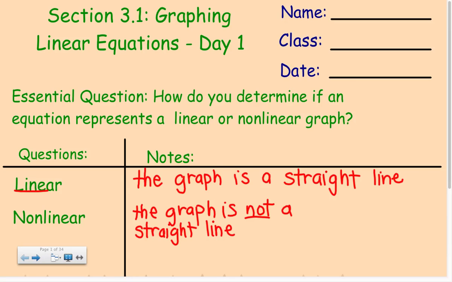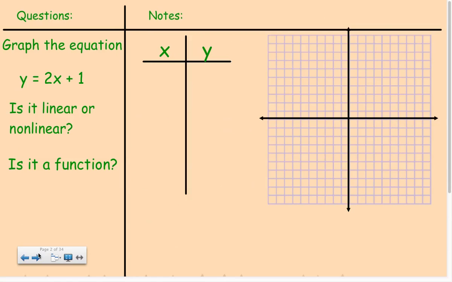So that's going to be our goal for every question in the lesson today. We're going to graph equations and figure out, are they linear? Do they make a straight line? Or are they nonlinear? Do they not make a straight line? All right, here's our first one.